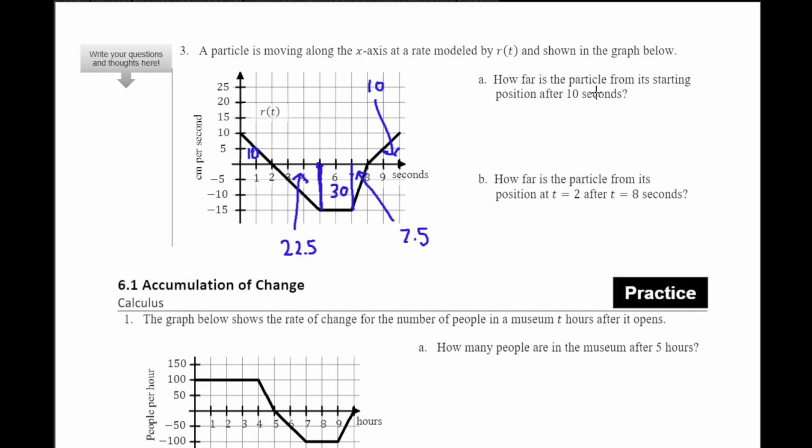So how far is the particle from its starting position after 10 seconds? You take all the areas above and you subtract the areas below. So 10 minus 22.5 minus 30 minus 7.5, and then you add the 10 up that's above the x-axis. If you put that all in the calculator, you get an answer of negative 40. And that just represents, in the context of the problem, 40 centimeters to the left.